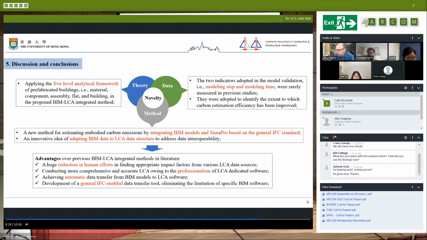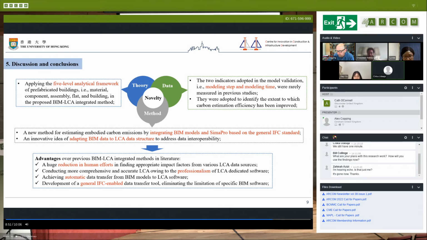In data, this paper adopted 2 new indicators, modeling step and modeling time, which were rarely measured in previous studies because efficiency was not their focus. This paper aims to enhance the efficiency of carbon estimation, so the 2 indicators were adopted to identify the extent to which carbon estimation efficiency has been improved.